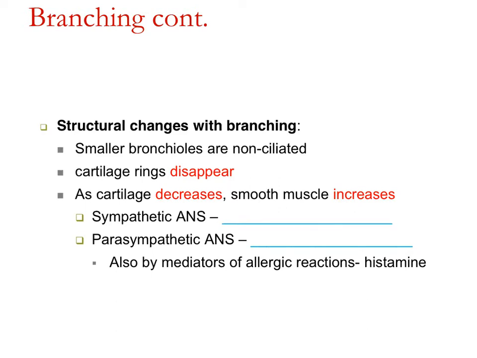Okay, so I want you to think about it a second. What would sympathetic input to the smooth muscle around an airway do to it? Would it cause constriction or dilation, and why? So take a second to think about that.